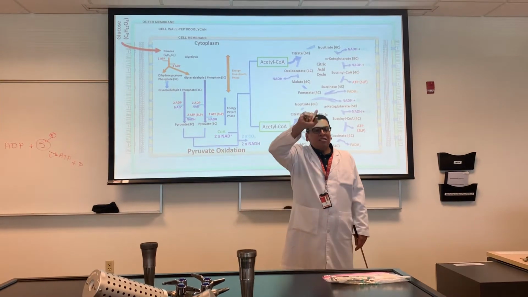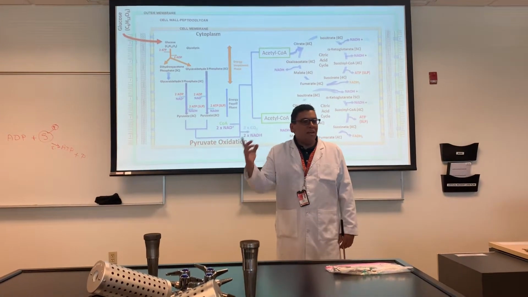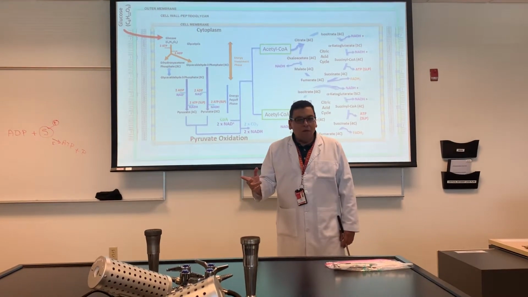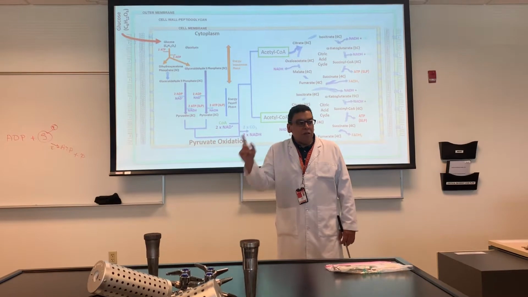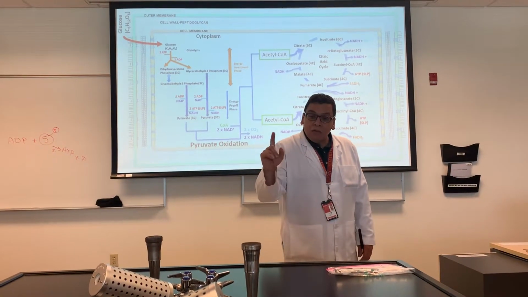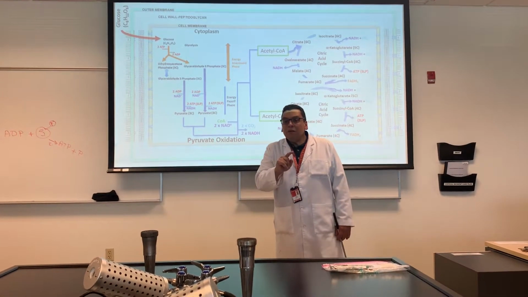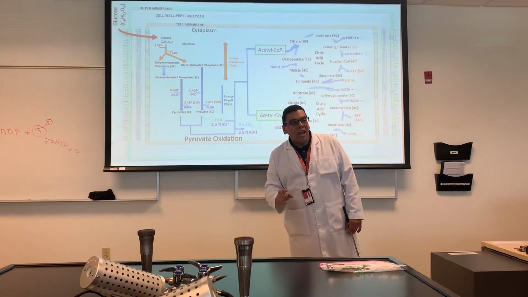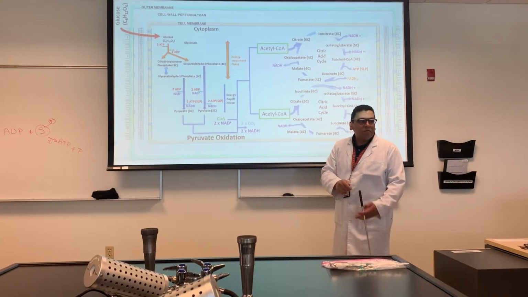Watch this. Citrate, 6 carbons. Isocitrate, 6 carbons. Did I lose carbon? No. From 6 to 5, that's alpha ketoglutarate. From isocitrate to alpha ketoglutarate, I lost a carbon. I made a truck. From alpha ketoglutarate to succinyl-CoA, I lost another carbon. I make another truck.